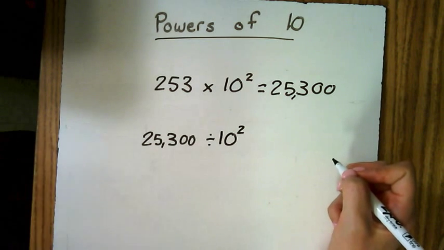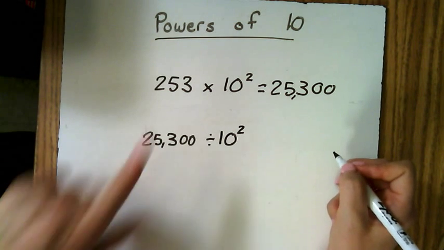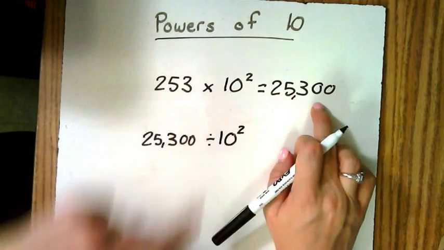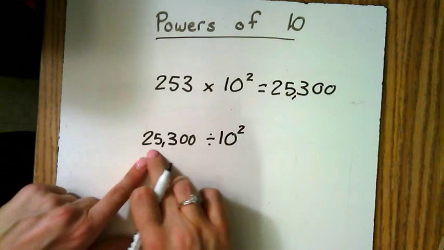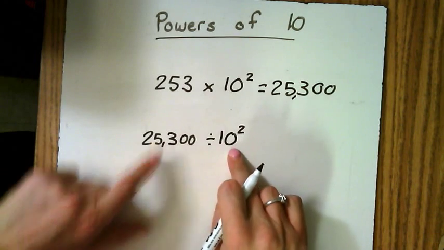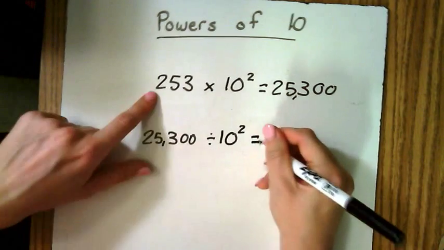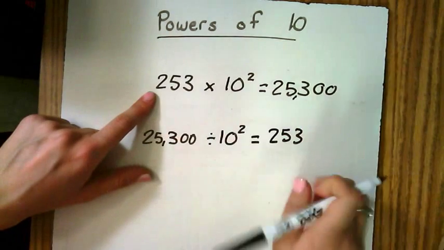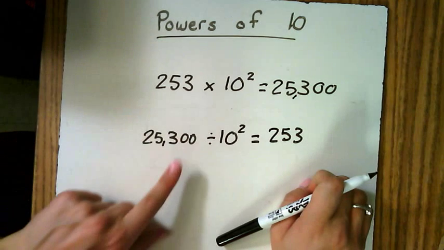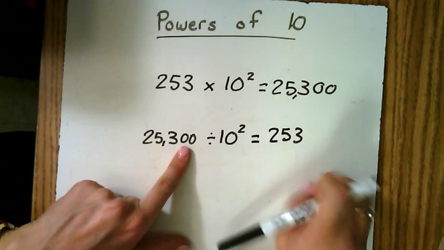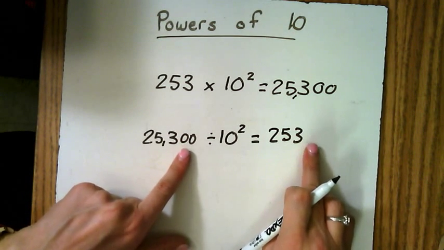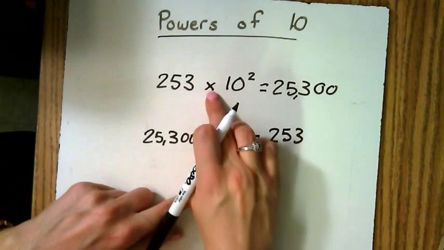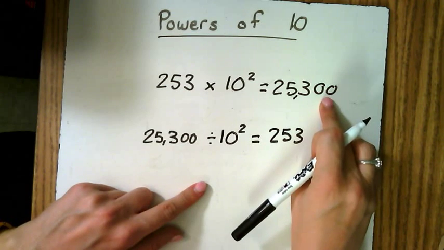We talked about this in class with some groups. If we multiplied by 10 to the second power to get 25,300, then if we divide 25,300 by 10 to the second power, we would get 253 because it's a fact family. Now, did you notice that those 2 zeros disappeared? That's right. When we divide, we take away those zeros. Just like when we multiply, we add the zeros on.